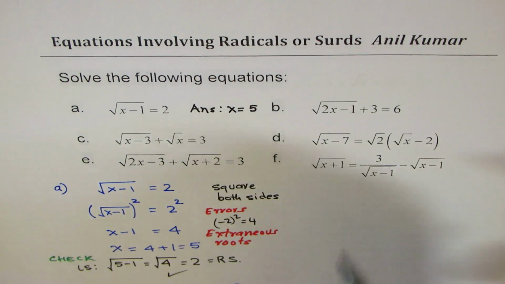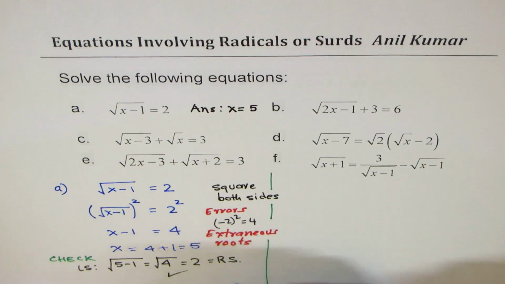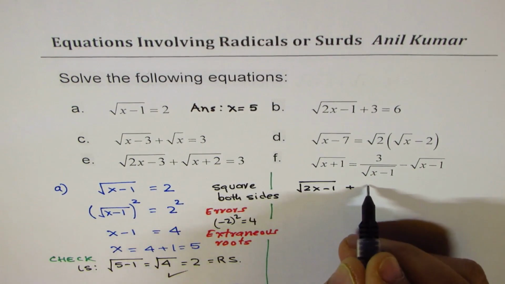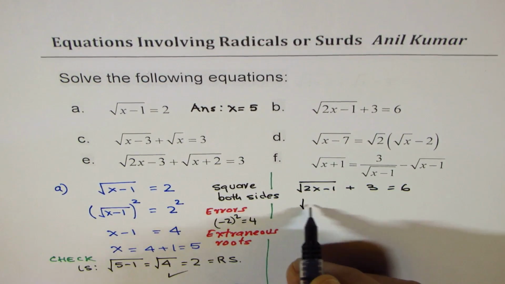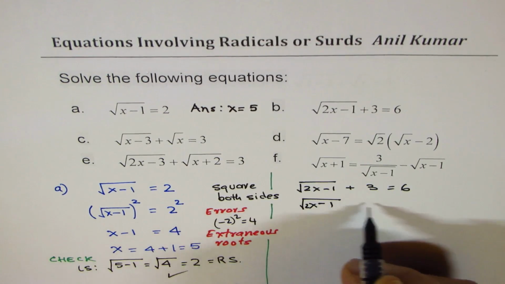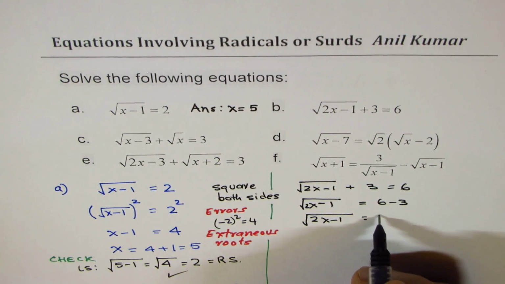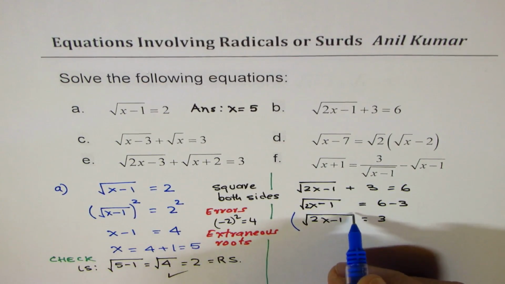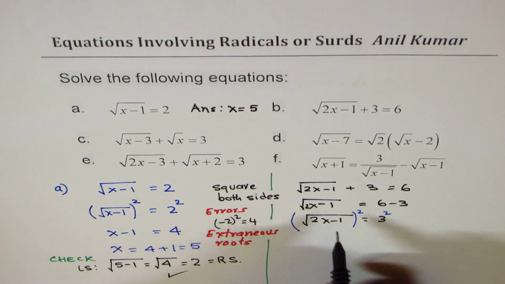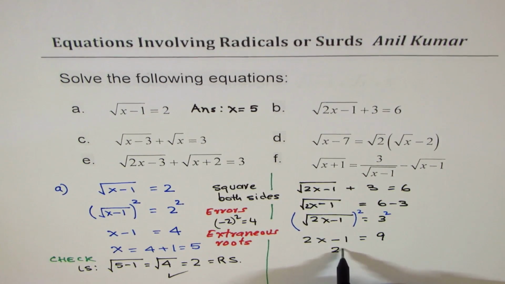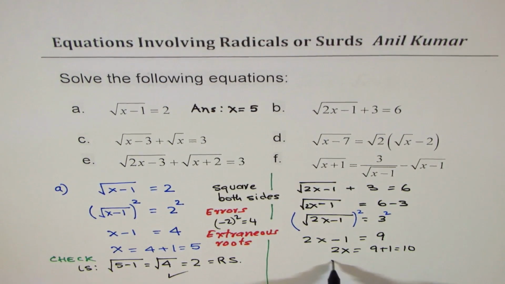Now I'd like you to pause the video and answer part B yourself, following the steps we just did. Here is my solution. The equation given is square root of 2x minus 1 plus 3 equals 6. Take 3 to the right side, so we get square root of 2x minus 1 equals 6 minus 3, which is 3. Now we square both sides. When you do that, you get 2x minus 1 equals 3 squared, which is 9. Add 1, so we get 2x equals 9 plus 1, which is 10, and x equals 10 divided by 2, which is again 5.